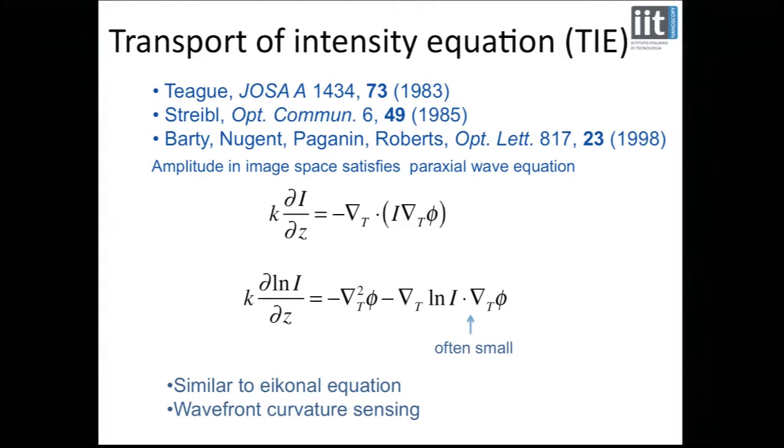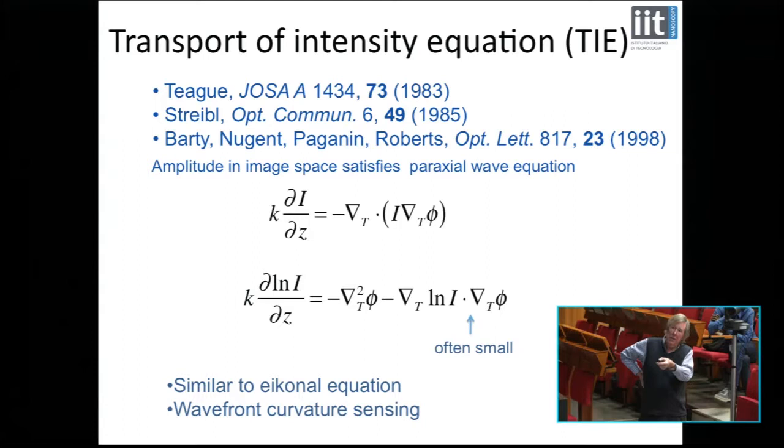This equation, in this form, was first derived by Teague, but it's very close to the eikonal equation, which is much, much older. If we expand this divergence, you can write it like this. Often this second term is small and we can forget about it. Then we're just left with a Laplacian type term.